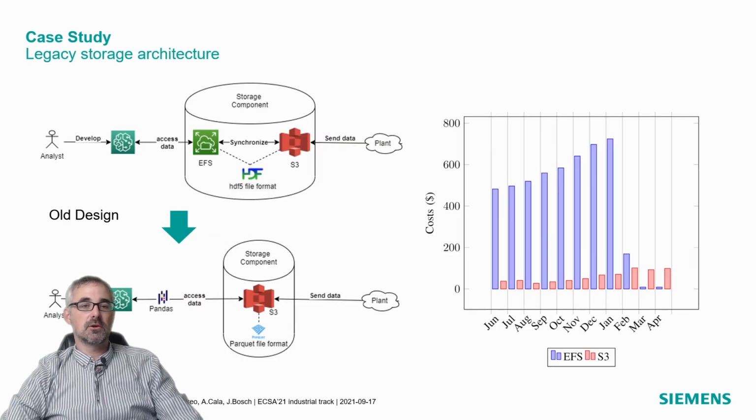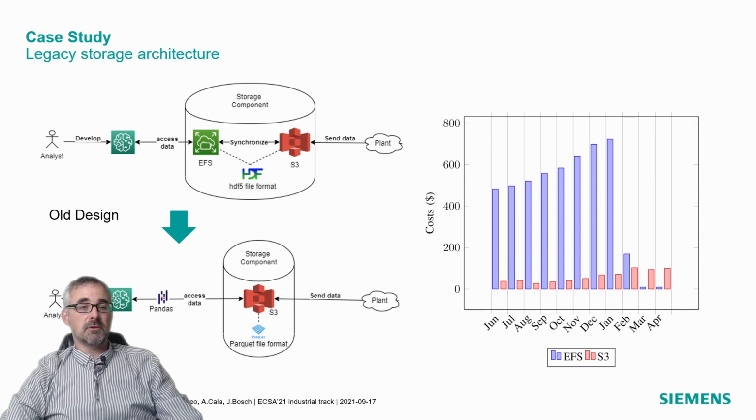At the beginning of the project, we used S3 as data lake infrastructure and the HDF5 file format to store our time series data. Because of some limitations, we were not able to read the HDF file format directly from S3 into the SageMaker environment. We had to transfer it, or mirror it, to EFS. And EFS is a quite expensive component in AWS. As we were onboarding more and more plants, our EFS costs were growing. You can see that on the right part of the slide.